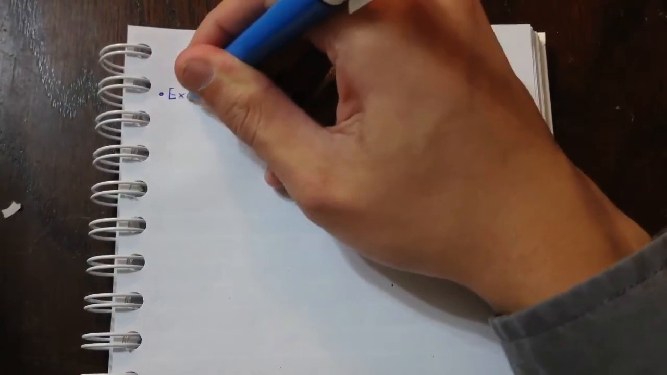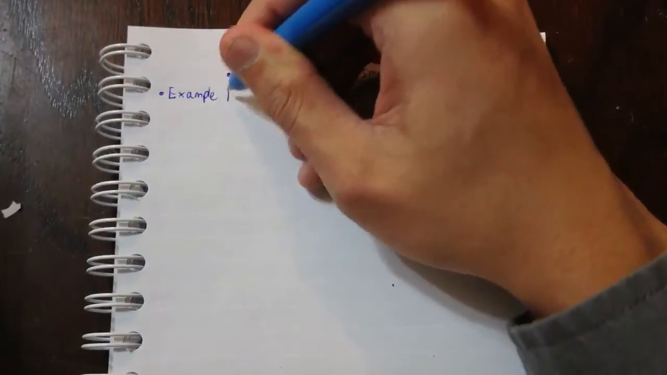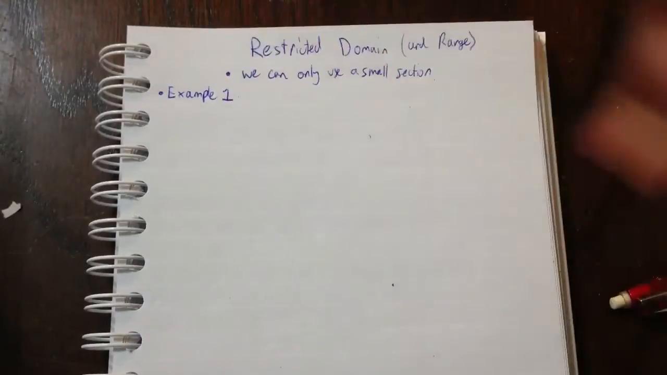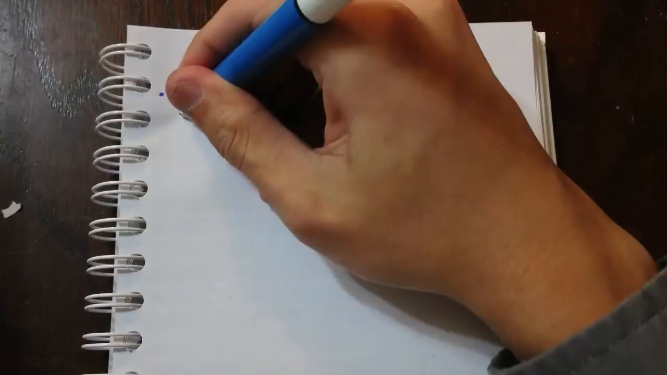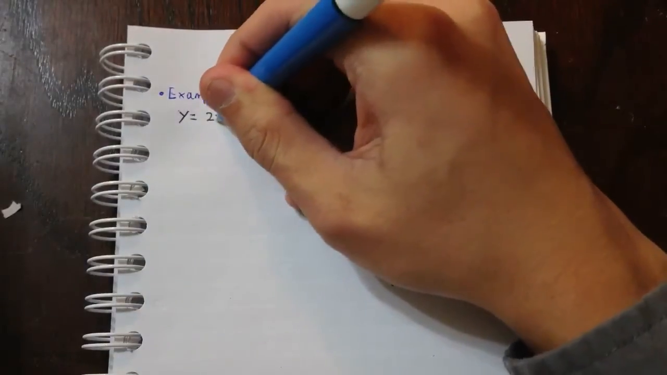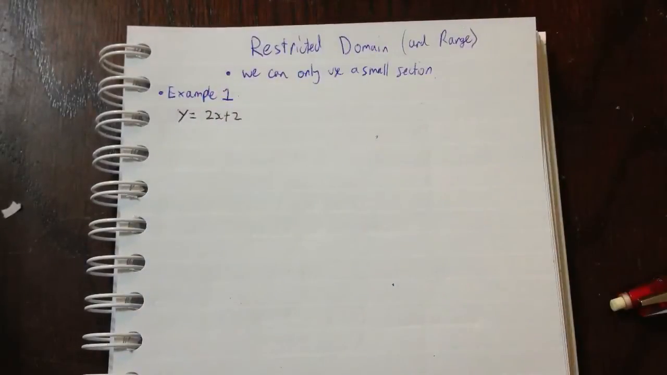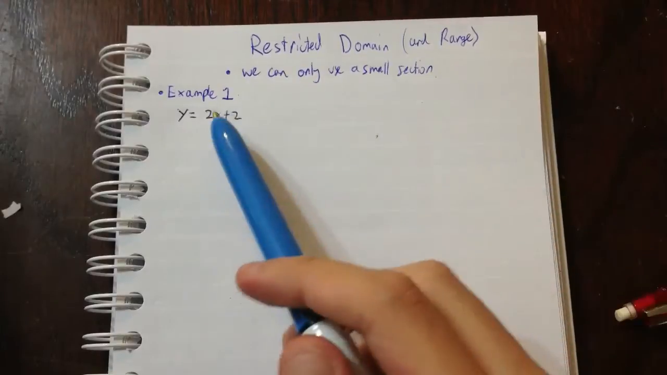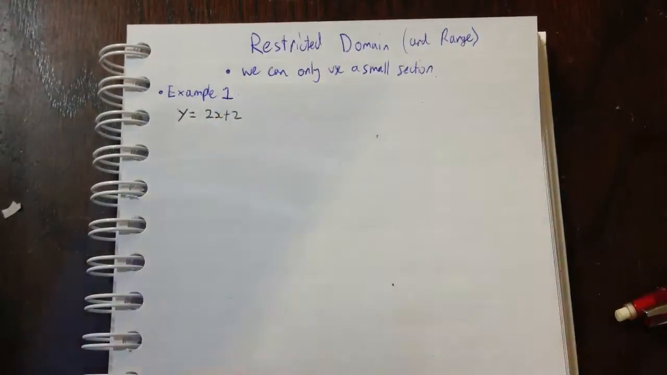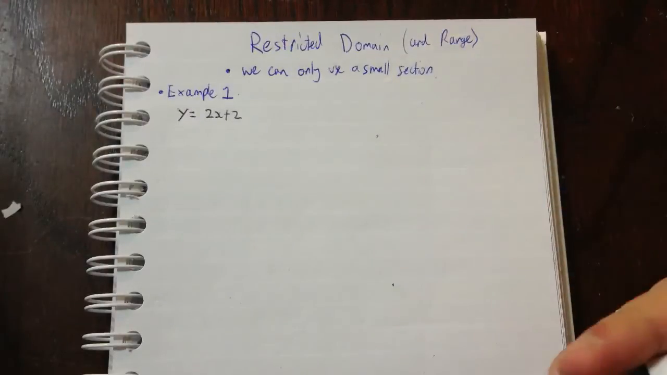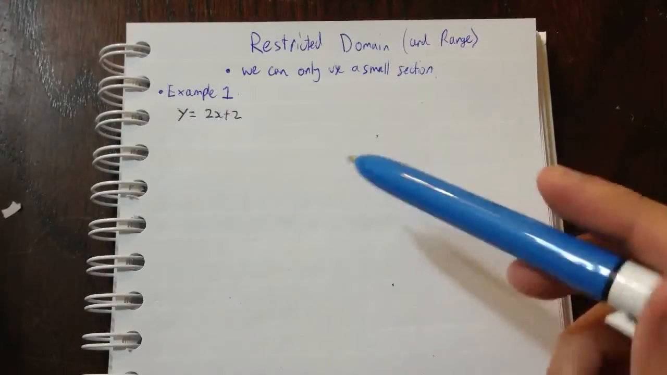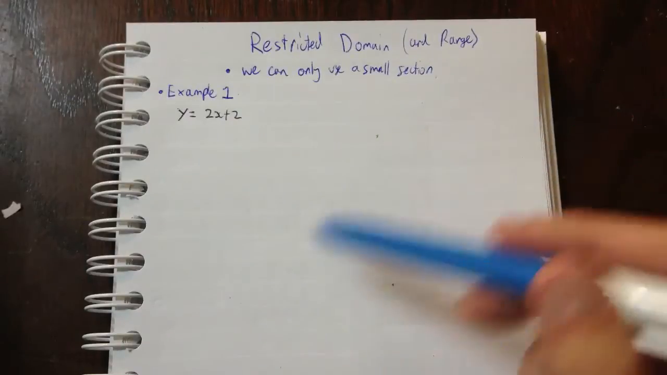Example 1. So say we had the equation y equals 2x plus 2. And usually, because we're also smart now, we know that the domain is, x can be anything. So the domain is minus infinity to infinity, or it's all real numbers. And the same with y. We get some graph that looks like this, and it goes on forever.